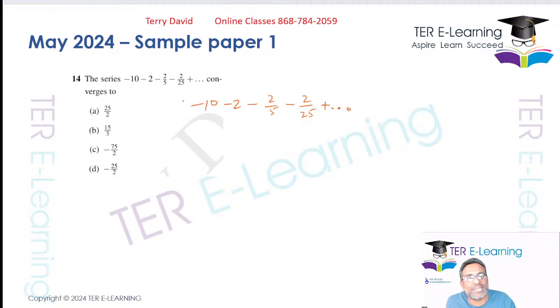Once you see a series converges, the first thing you're going to realize is that when I jump from minus 10 to minus 2, you've multiplied by 1/5. When I jump from here to here, you've multiplied by 1/5 again. So minus 2 times 1/5 gives minus 2/5. Then multiplying by 1/5 again, you get negative 2 over 25. So this looks like a geometric series.